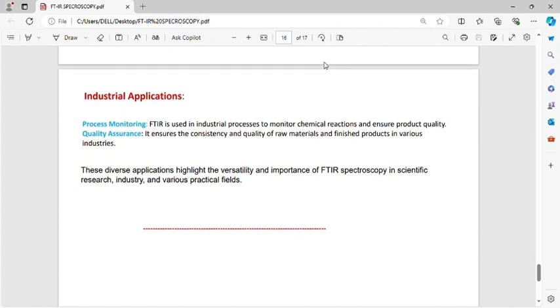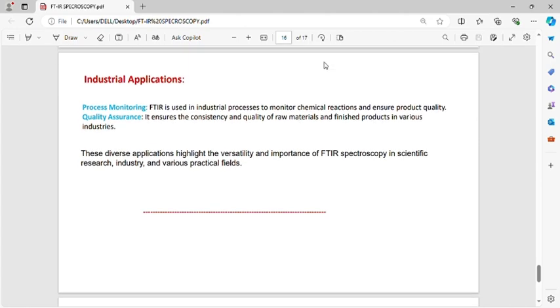These diverse applications highlight the versatility and importance of FTIR spectroscopy in scientific research, industry, and various pharmaceutical fields.